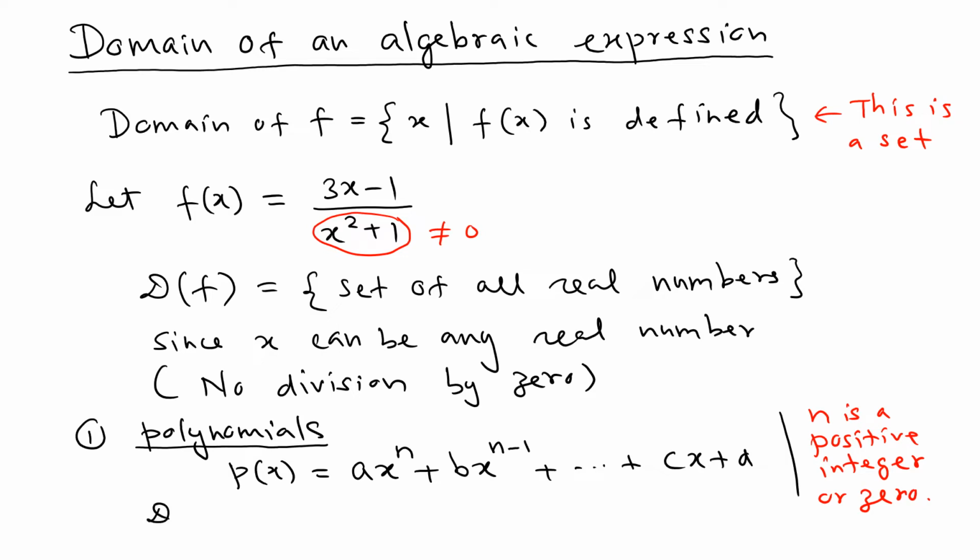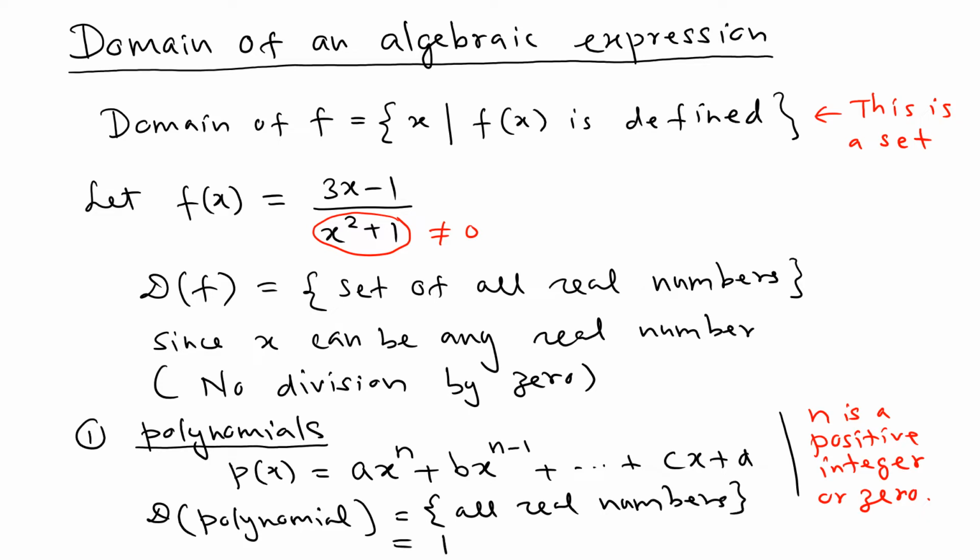So the domain of a polynomial is simply the set of all real numbers. Sometimes we write this as script R. We normally call this script R, and we write it for the set of all real numbers. This is simply negative infinity all the way up to positive infinity. Also, if you graph this, it is all real numbers.